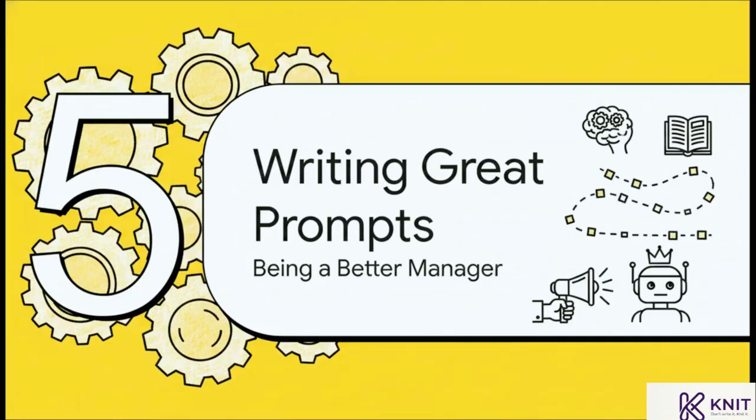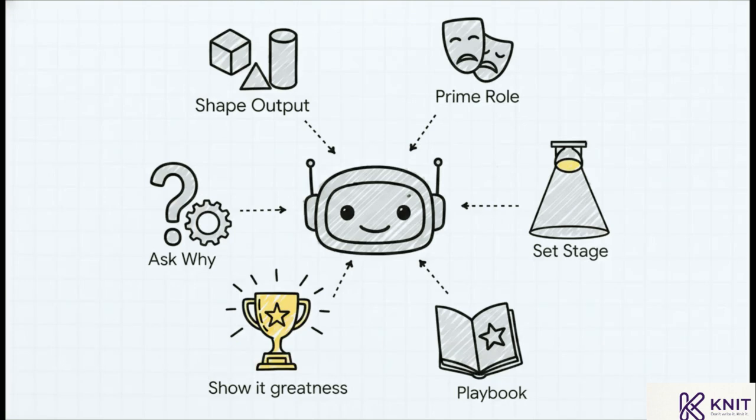All right, our final section, section 5, writing great prompts, which really means being a better manager. We've upgraded the employee's brain, we gave them a library, and we fixed their memory. But at the end of the day, your AI employee is only as effective as the instructions you give them. To be a better manager, you should really lean on these 6 core prompting techniques to ensure predictable, high-quality outputs. First, prime the role. Literally tell the AI, you are an expert market researcher. Second, set the stage. Give them the background context of your specific project.